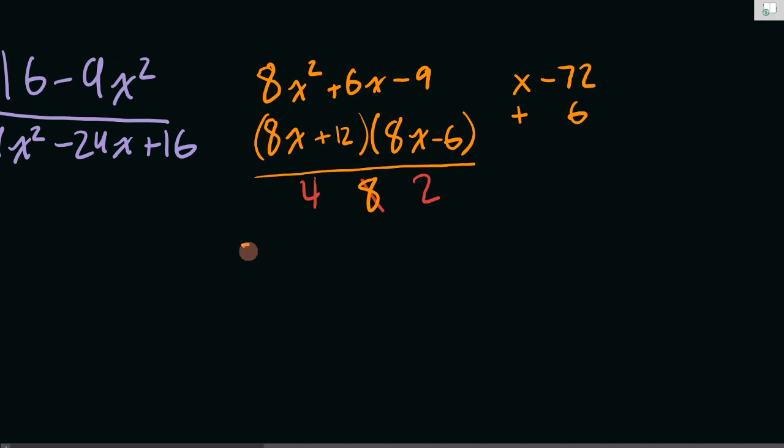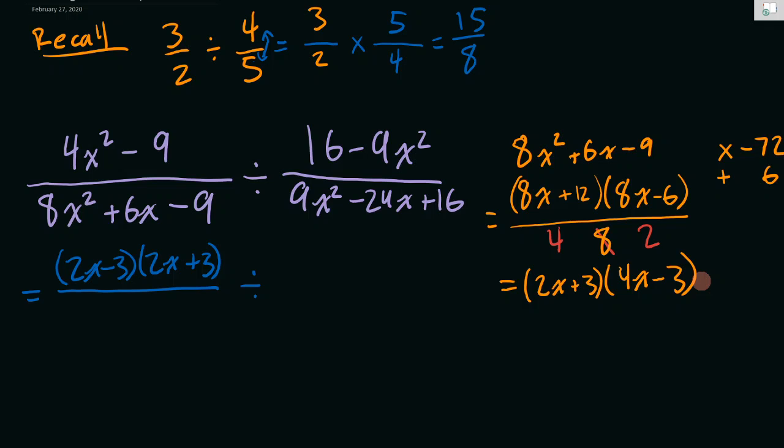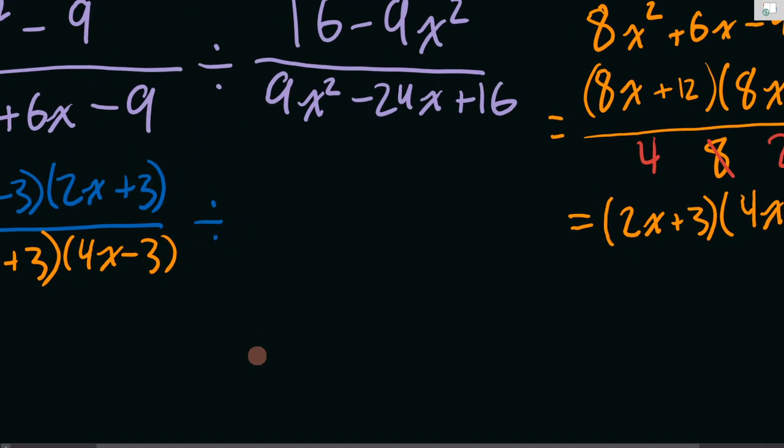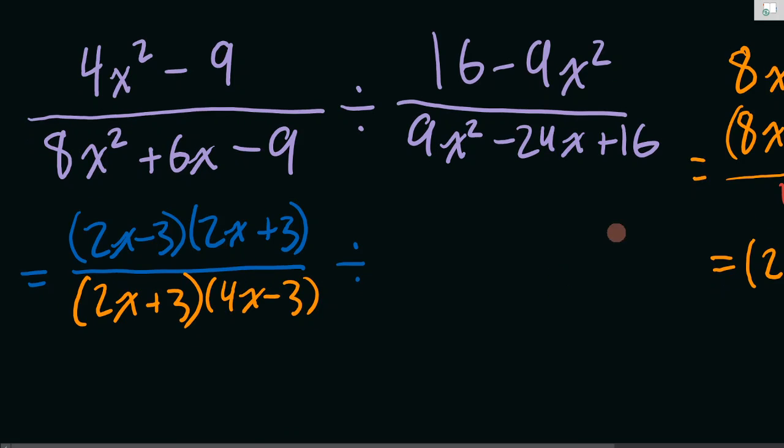So your final factored form is: 8 divided by 4 is 2x, 12 divided by 4 is 3, 8 divided by 2 is 4x, and then 6 divided by 2 is negative 3. So there's your factored form. Okay, so let's fill that in over here. 2x plus 3 and 4x minus 3. Okay. So where were we?